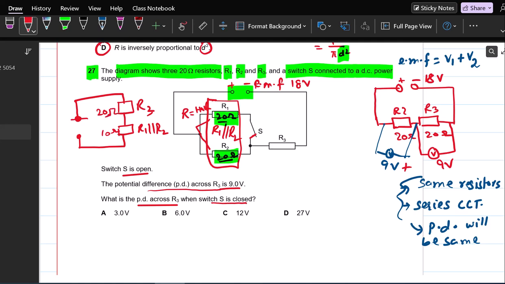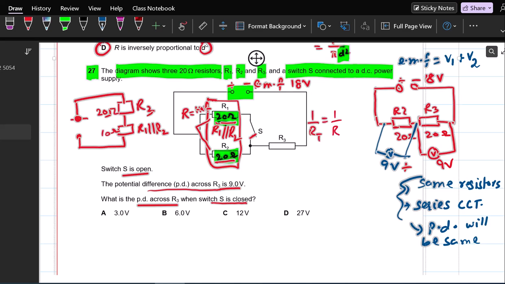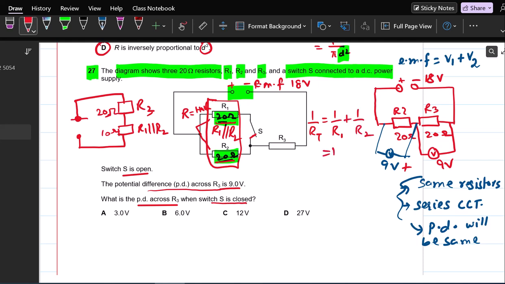If you forget that two resistors connected in parallel having same resistance, their total resistance will be half, you can calculate it by formula as well. 1 over R total is equal to 1 over R1 plus 1 over R2. So 1 by 20 plus 1 by 20. Then you have to take the reciprocal of this whole after simplifying. So it will be 10 ohms if you solve this. So this 10 ohm total resistance now in series with 20 ohm.